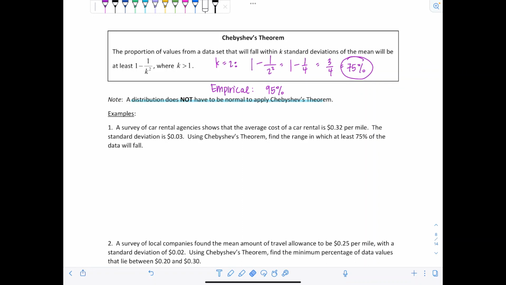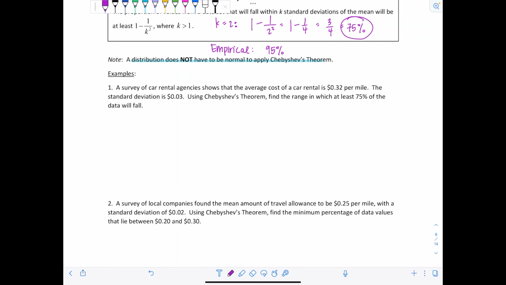Yes. Okay. So let's just look at how to apply it. Example: a survey of car rental agencies shows that the average cost of a car rental is 32 cents per mile. So let's write that down. That's my X bar. And the standard deviation is 3 cents. So S is 0.03. Using Chebyshev's theorem, find the range in which at least 75% of the data will fall.